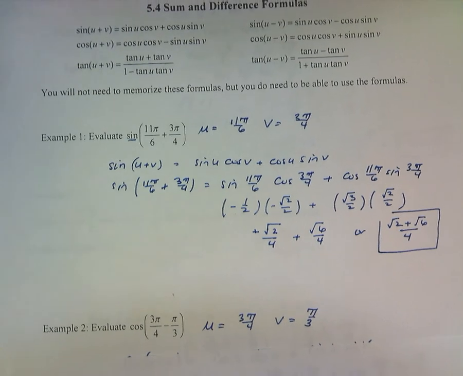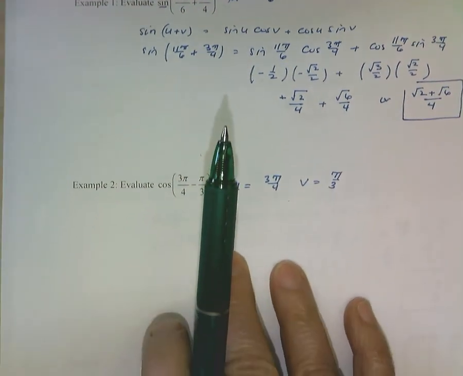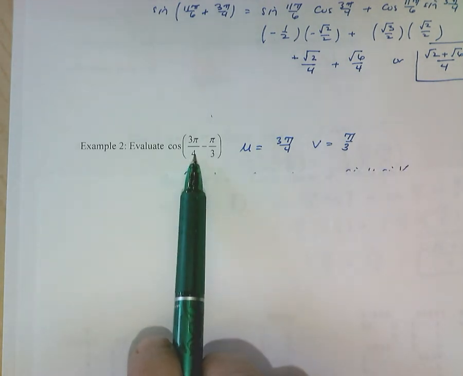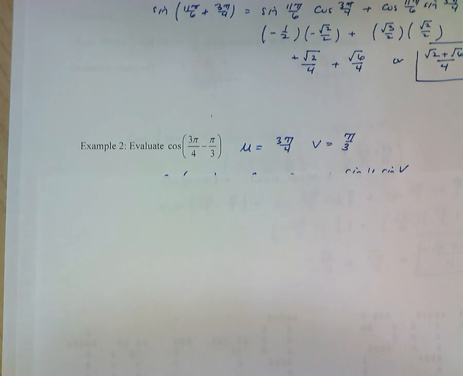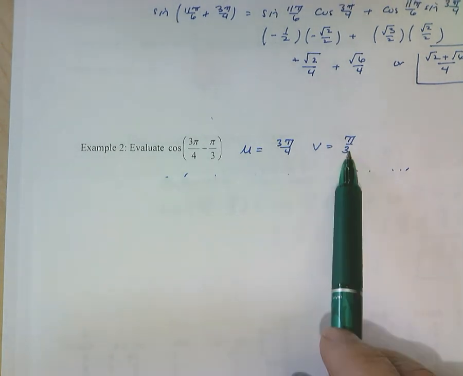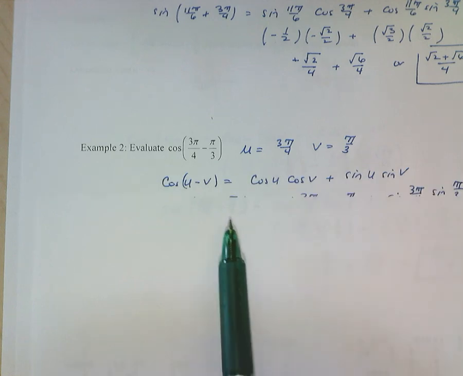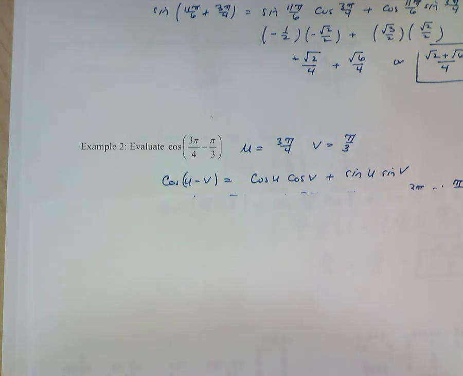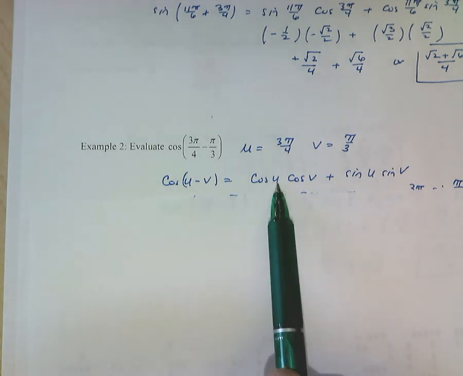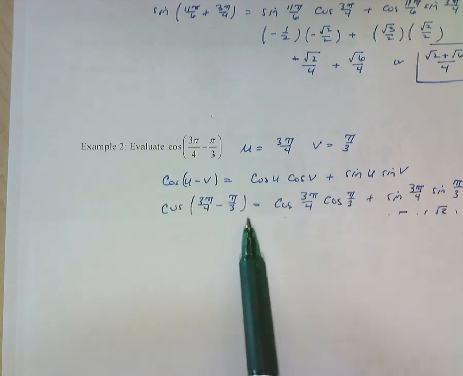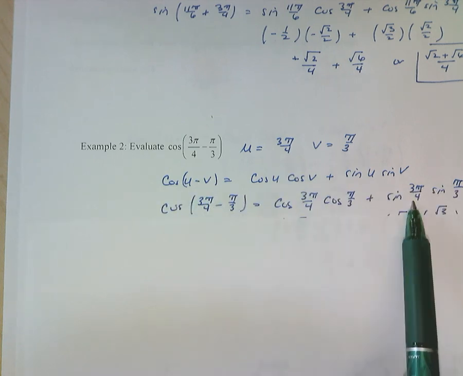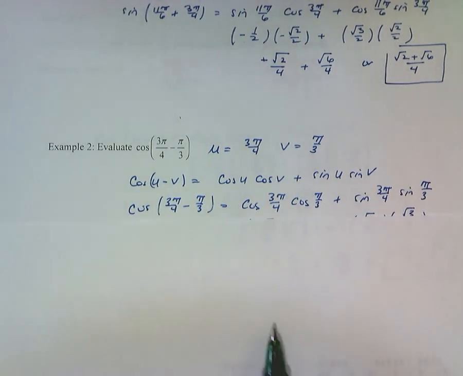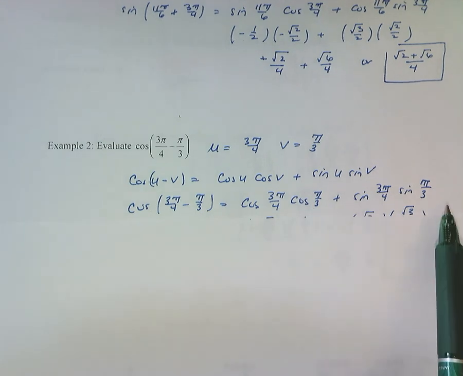The next one I want to do is a cosine. So this is a difference. This is a cosine, the difference of 3 pi over 4 and pi over 3. So my u is 3 pi over 4, my v is pi over 3. I'm doing cosine of u minus v. So here's the formula that I've been given. I replace all the u's with 3 pi over 4, and I replace all the v's with pi over 3.